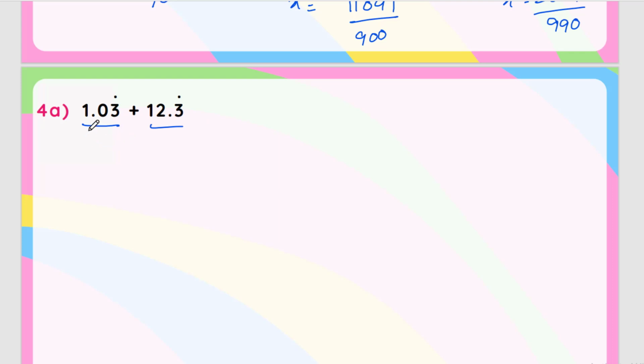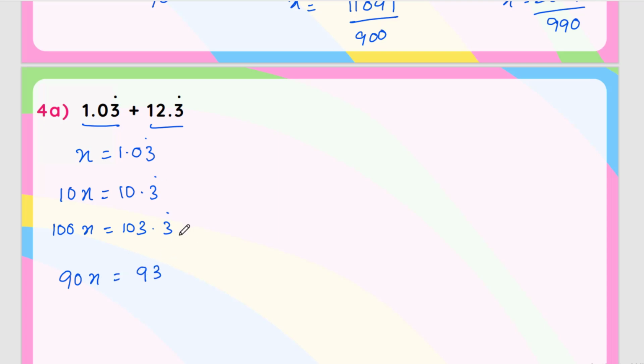So what we should do is x equal to 1.03 repeating and consider 10x equal to 10.3 repeating and 100x equal to 103.3 repeating. So 90x equal to 93. I am just subtracting this, and 103 minus 10 is 93. x equal to 93 by 90.